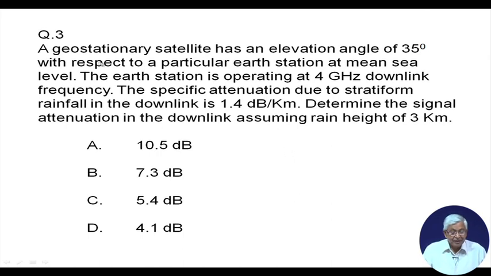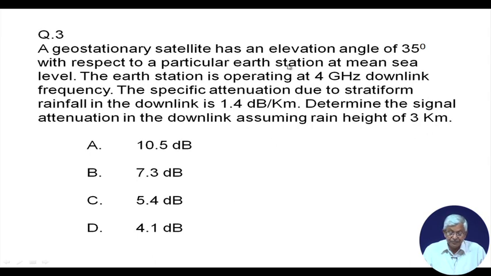Let us see. A geostationary satellite has an elevation angle of 35 degree with respect to a particular earth station which is at mean sea level, and of course, with the ground, that is the elevation angle. The earth station is operating at 4 gigahertz downlink frequency. The specific attenuation due to stratiform rainfall in the downlink is 1.4 dB per kilometer. Determine the signal attenuation in the downlink assuming the rain height of 3 kilometer.